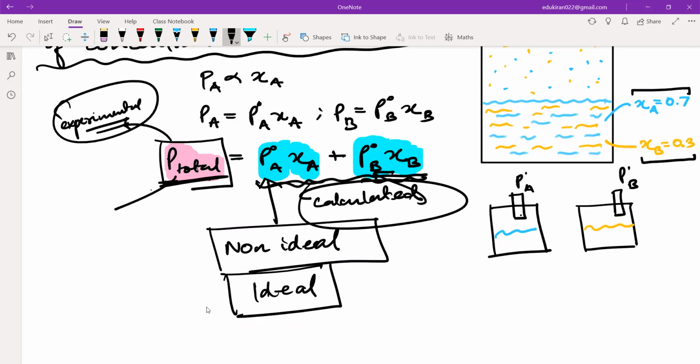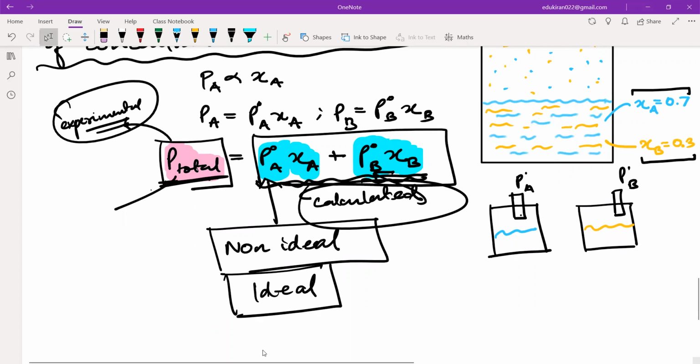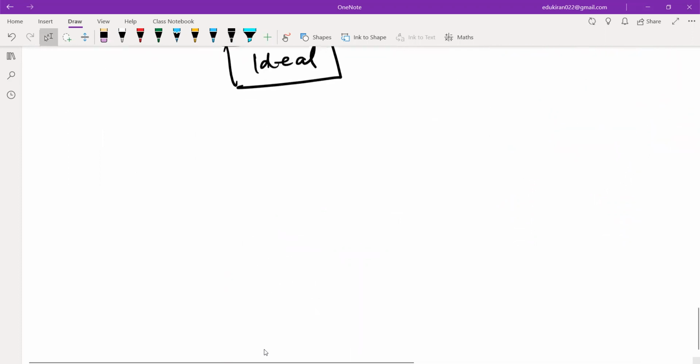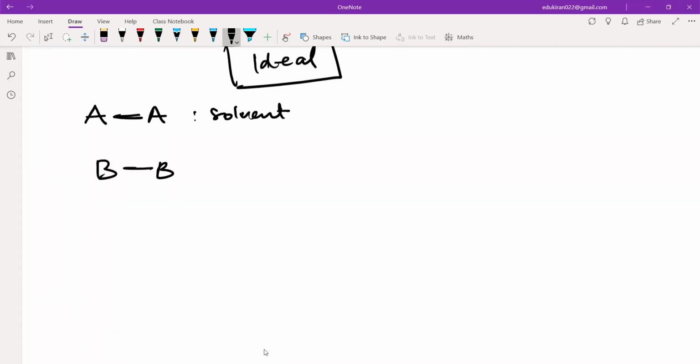I'm not saying that there will be a calculation mistake. It's not like that. All the calculations will be right, but still it will not be equal to the experimental value. How can it happen? Let me tell you. Let us suppose we have the intermolecular force of attraction between A particles. That is our solvent, and the intermolecular force of attraction is AA. And there is BB. This is the intermolecular force of attraction in the solute.